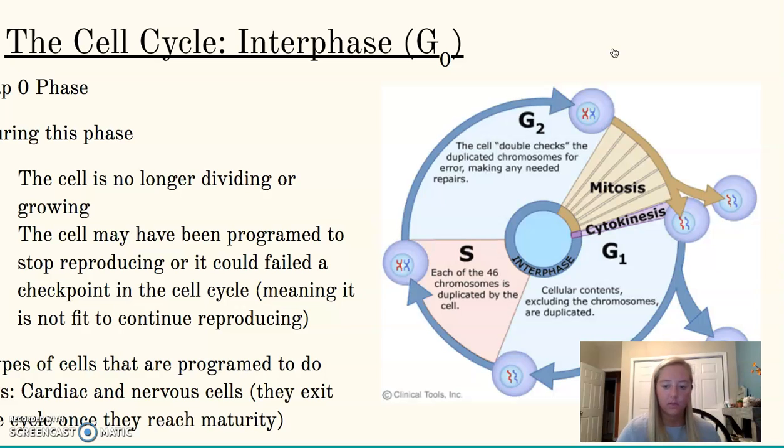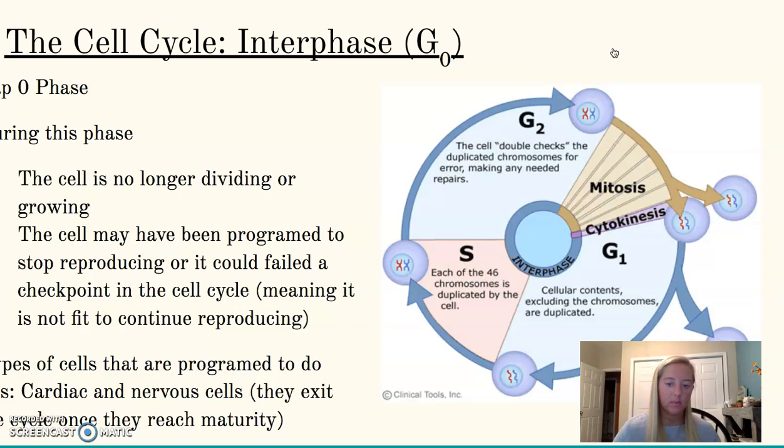So the very first one, the interphase, is the big name for the G0 cycle, the G1, the S cycle, and the G2, and we'll go through what all of those mean in a second. But we start with the gap 1 phase, G0, and during this phase, the cell is no longer dividing. It's not dead, but it's no longer dividing or growing, and the cell might have been programmed to do this. So some cells stop reproducing because they failed to meet a checkpoint.